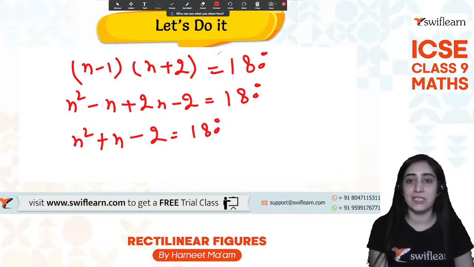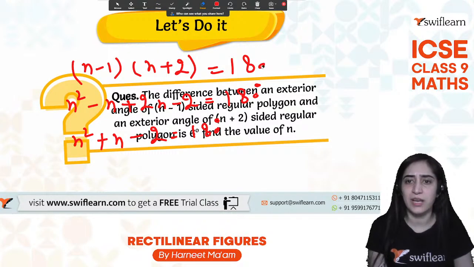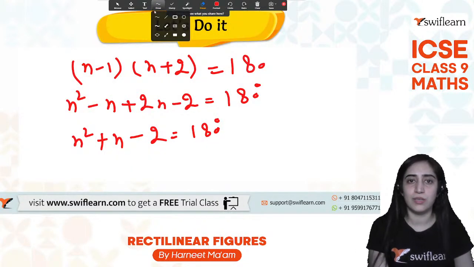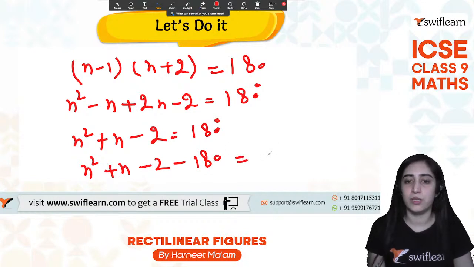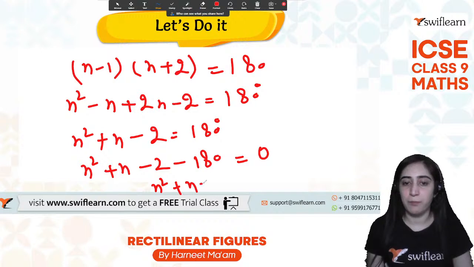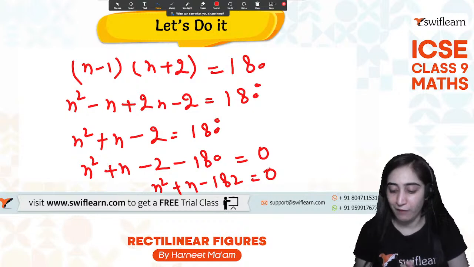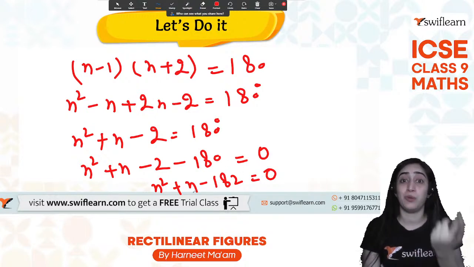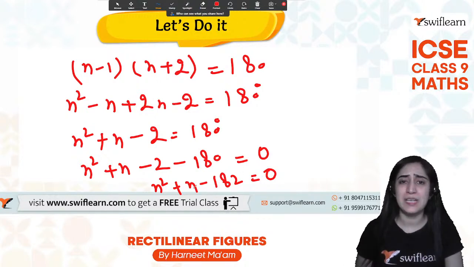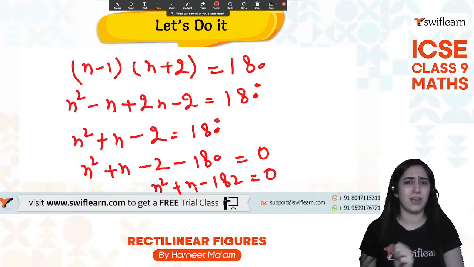I can bring that 180 degree, or I can simply write 180 as well. The degree we can do later too, so that will not be a problem. So it gives me n squared plus n minus 2 minus 180 is equal to 0. So it gives me n squared plus n minus 182 is equal to 0. So now you can simply find the factors of 182, in which two numbers when we multiply, we get 182, but when we subtract, we get 1.